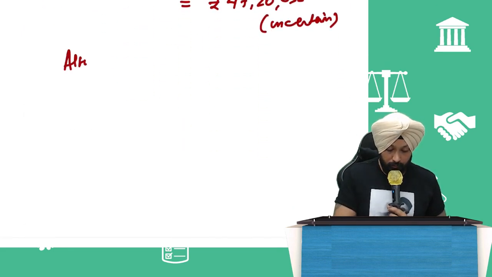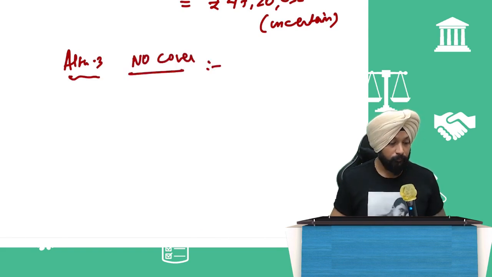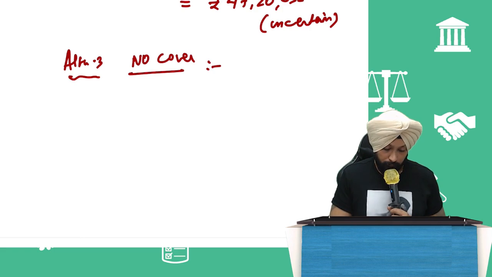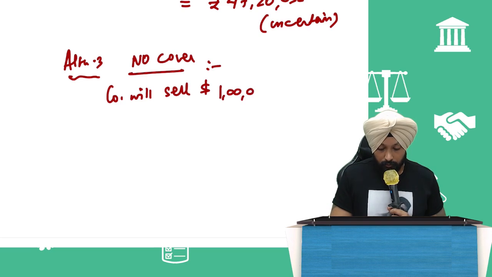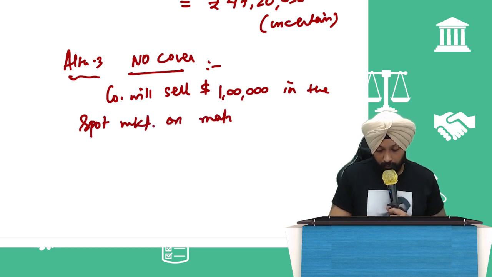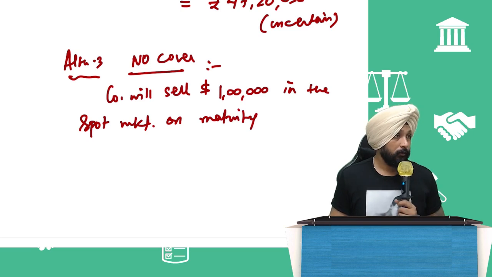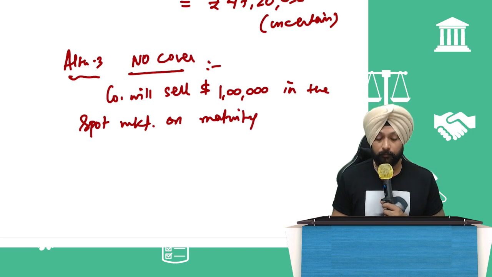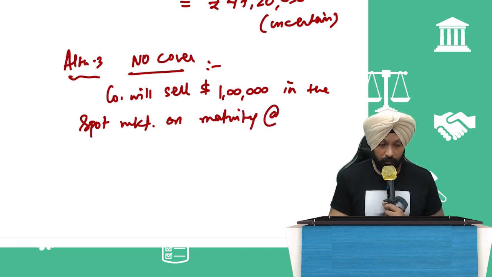Alternative 3: no cover. The company will sell $1 lakh in the spot market on maturity at the rate of 0.02133.